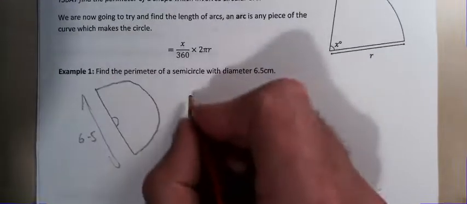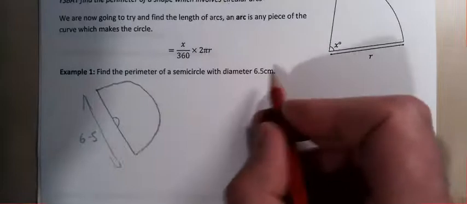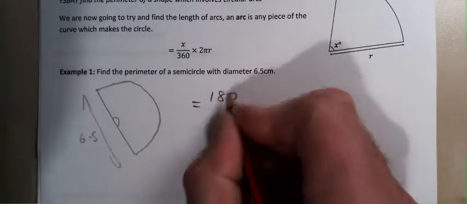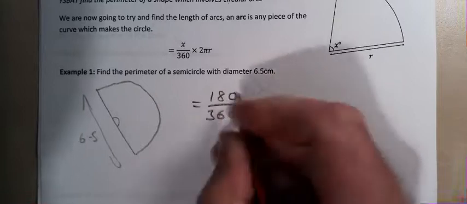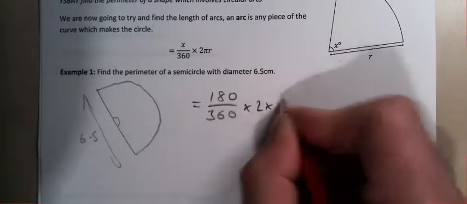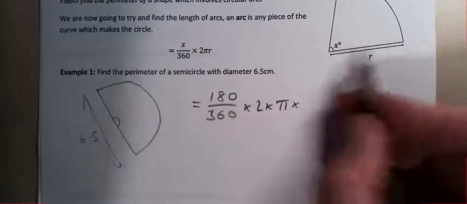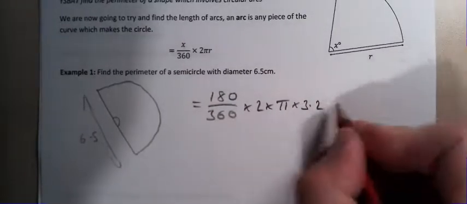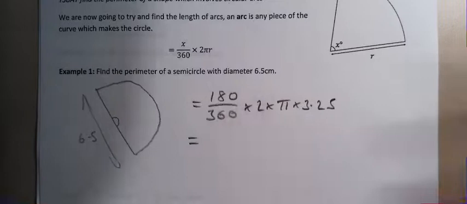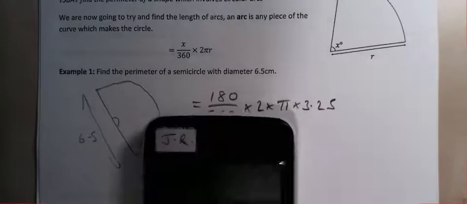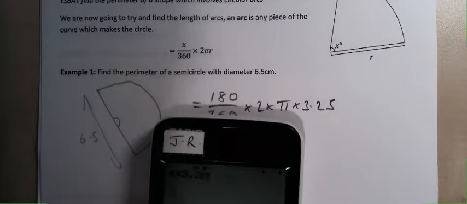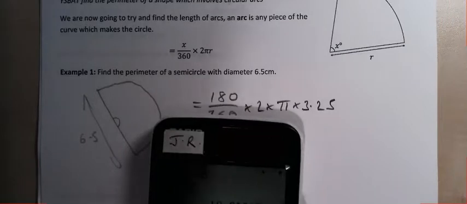So if we find the perimeter of the semicircle, this will find us the distance around half of it. So it's going to be 180 degrees over 360 multiplied by 2 multiplied by pi multiplied by, be careful here, this is the diameter, so we want half of that, so it's going to be 3.25. If you put this into your calculator, you will get 10.2.